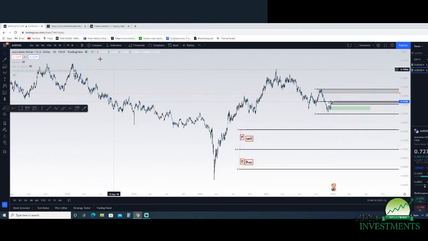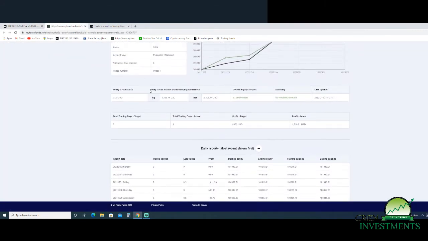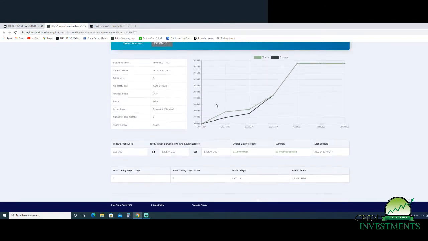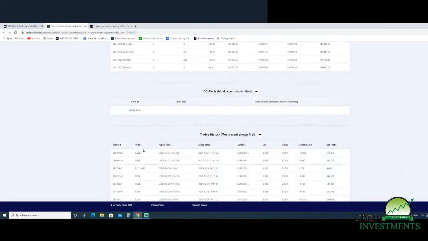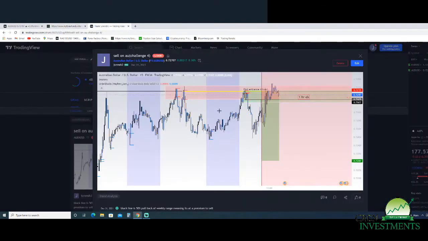I'm actually doing my forex funded account right now, so we're going to go ahead and show the stats on that. I'm up about 2%. I started it at the beginning of last week, so like six days in. And I'll show y'all this sale I had on AU right here. All right, so this is the sale I had.